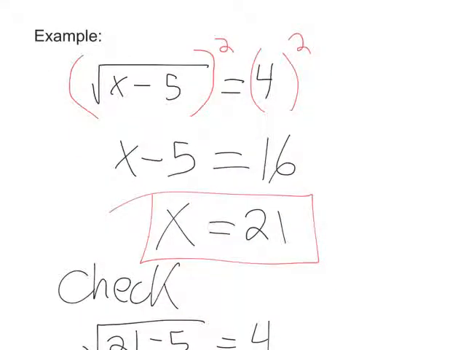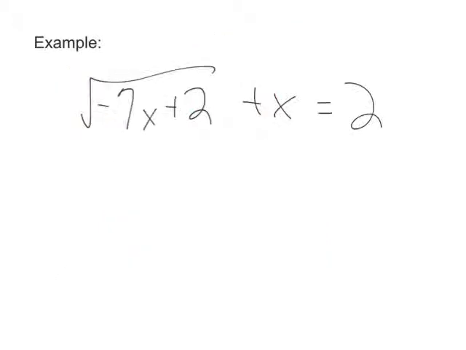All right, let's look at one that's a little bit more complicated. Still, we only have the one radical, but we've got another extra term on the side with the radical. So our first step is to move the extra term there. We want to isolate this radical. That means taking this x and subtracting it, okay?